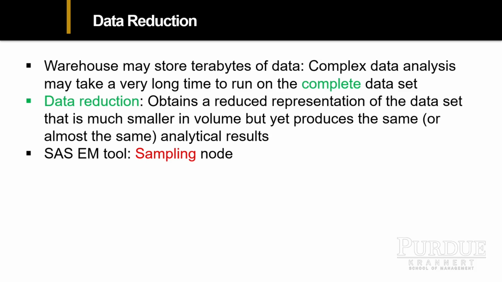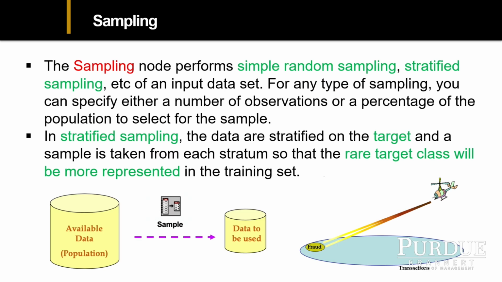So a simple way to do that is to do sampling. Basically, we obtain a reduced data set, and this reduced data is a good representation of the original data, but it's much smaller in volume, and it can produce similar results for the analysis. In SAS Enterprise Miner, we have a tool called the sampling node. So we're going to use the sampling node.